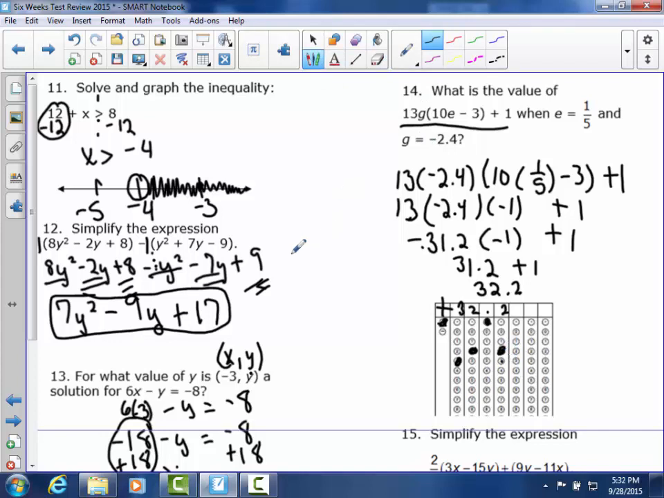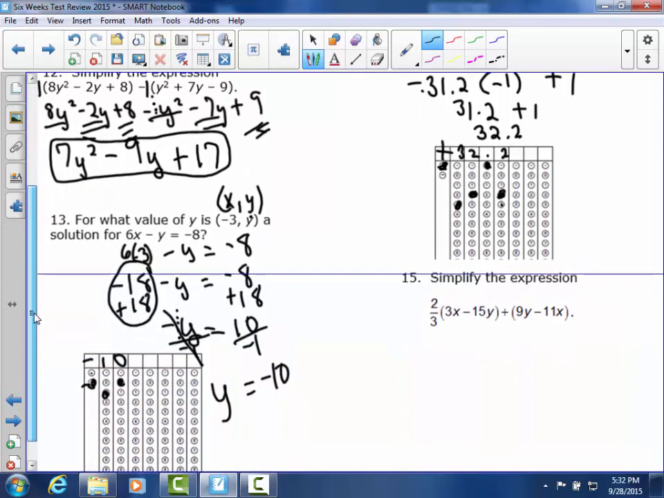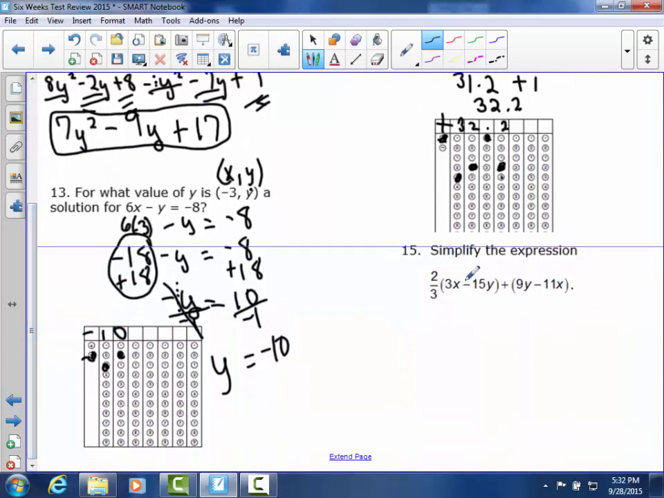Okay, finally, number 15, simplify the expression. Again, as we've said before, simplifying requires us to get rid of parentheses. To get rid of the parentheses, we need to distribute whatever's out front, in this case 2/3, and then +1. So 2/3 times 3 is 2, so that'll be 2x. 2/3 times 15 is going to be 10, so that'll be minus 10y. +1 times 9y is positive 9y, and +1 times negative 11x is minus 11x.